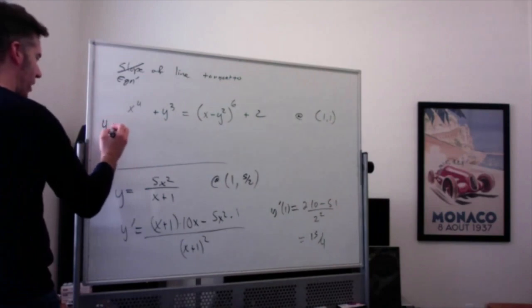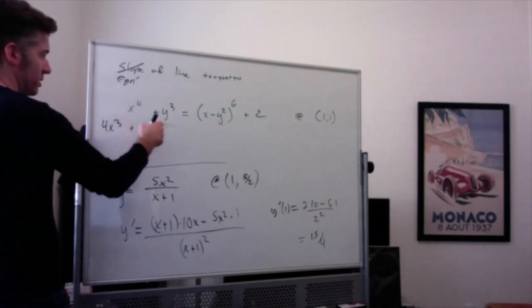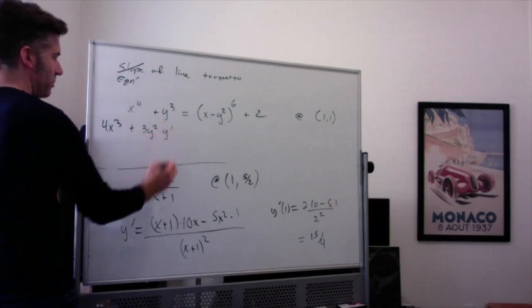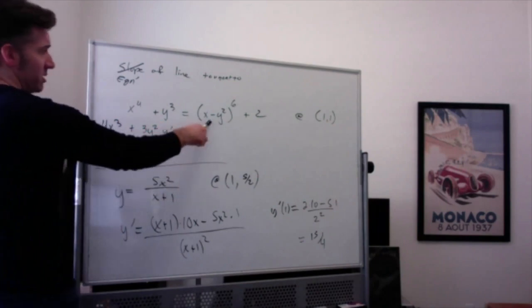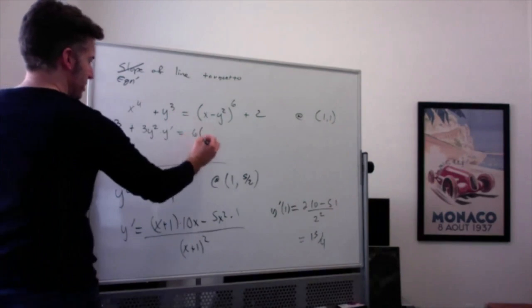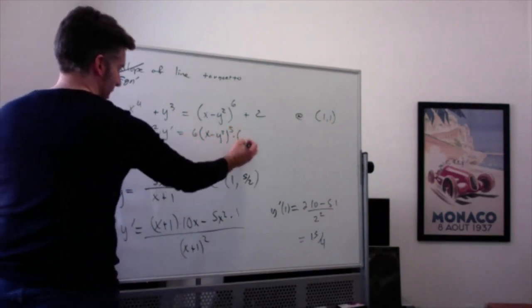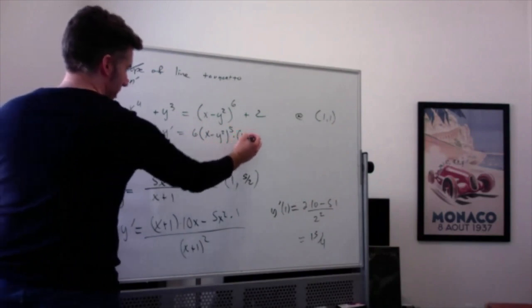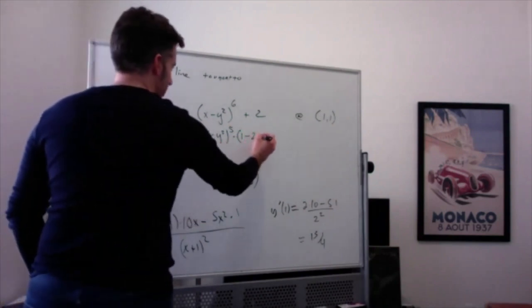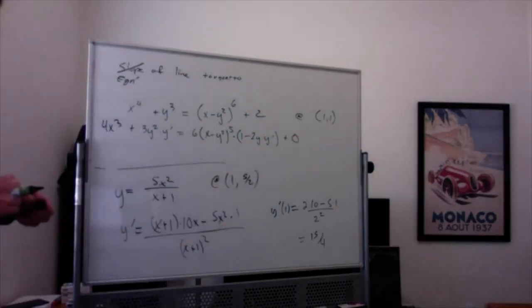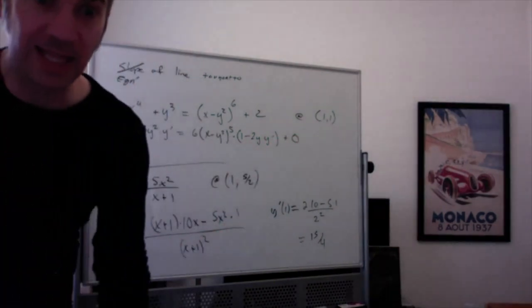I'm going to get 4x cubed plus the derivative of y cubed, which is 3y squared times y prime, equal to the derivative of stuff to the sixth, which is 6 times my stuff to the fifth times the derivative of the stuff, which is 1 minus the derivative of y squared, which is 2y prime, plus 0, right? Because the derivative of 2 is 0. And now we plug in, right?